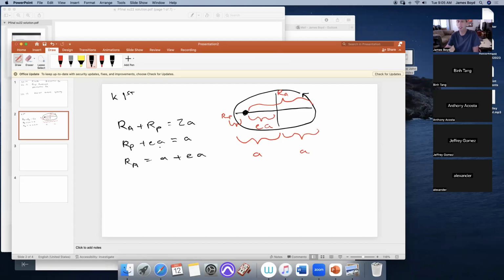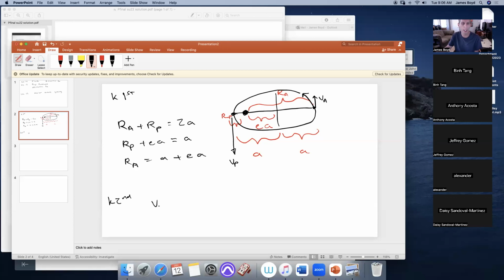So we can ask, given 2 of these, if I gave you RA and RP, you could find A, and then you could find E. If I gave you E and A, you could find RP or RA. So given any 2, you can find the other values. Kepler's second law, that Newton said was actually angular momentum, says that when we're at RP or RA, we have a velocity at both of those.